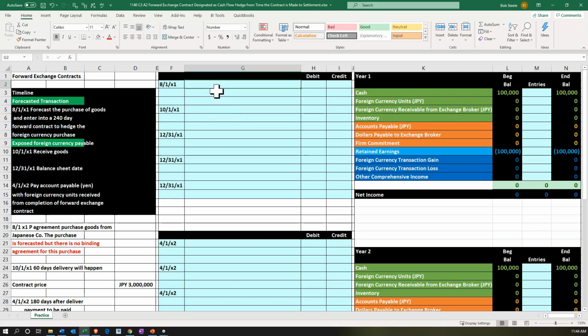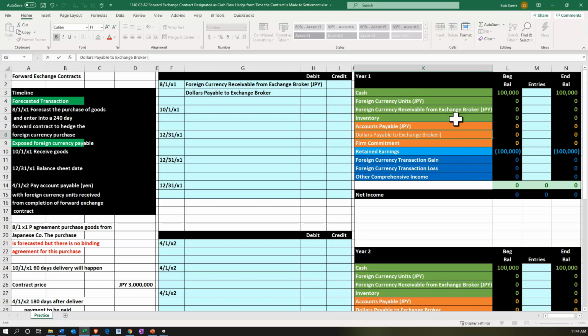So we're going to say, all right, the receivable is going to be the foreign currency receivable from the exchange broker, and then the payable is going to be the dollars payable to the exchange broker. Then the receivable is going to be in yen, so that's how we're going to get the yen in the future. We want 3 million yen in the future. The payable we're going to put at the exchange rate we use today, which will be the forward rate, and then we're just going to leave it in terms of dollars. So here, I'll put a little dollar sign by this to say this one's going to be in dollars.